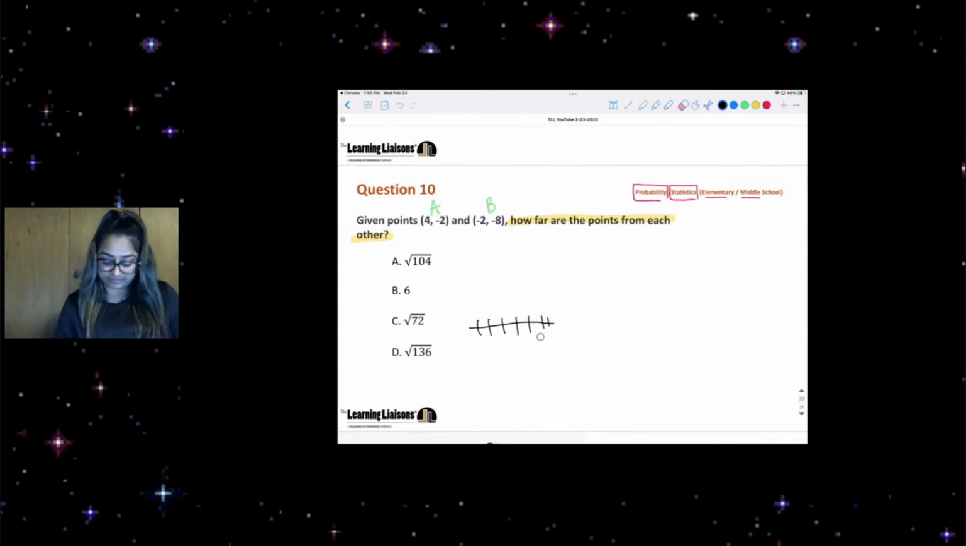Almost done. Let's look at our answer choices. I'm looking at my answer choices and I see what? I see the square root of 104. I see a whole number of 6. I see the square root of 72. I see the square root of 136. And I'm going, I still don't really know how to solve for how far something is.